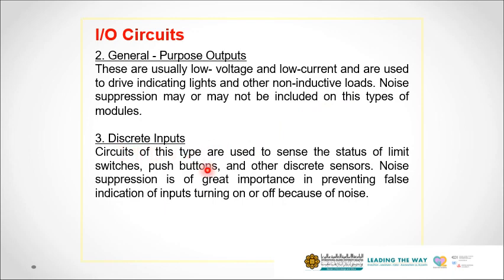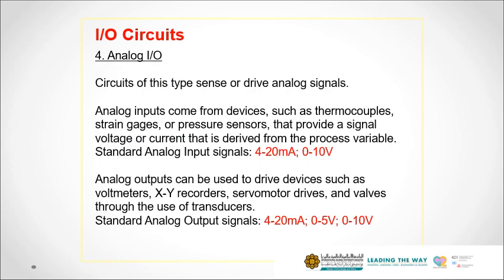For discrete inputs, this is basically digital inputs like on-off sensors, limit switches, push buttons. These are used for discrete inputs. There are also analog inputs. These analog inputs basically have a rating of 0 to 10 volt and 4 to 20 milliamp of current. This can be like pressure gauge, thermocouples, strain gauge, and so on and so forth. They can be used as well to interface with the PLC.